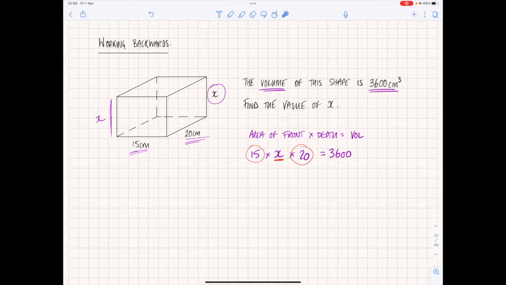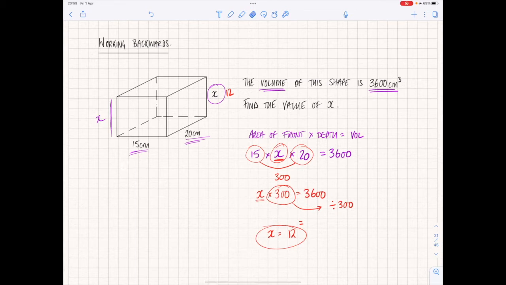So if I work out 15 times 20, I know that that gives me 300. And what I'm trying to do is get x on its own. So I'm now saying x times by 300 is equal to 3,600. So in order now to get x on its own, I need to take this and take it over the other side. Because it's a times by 300 there, when I take it over this side, it becomes a divide by 300. So to find x, you are doing 3,600 divided by 300, and you get an answer of 12. So I'm now saying x is equal to 12.